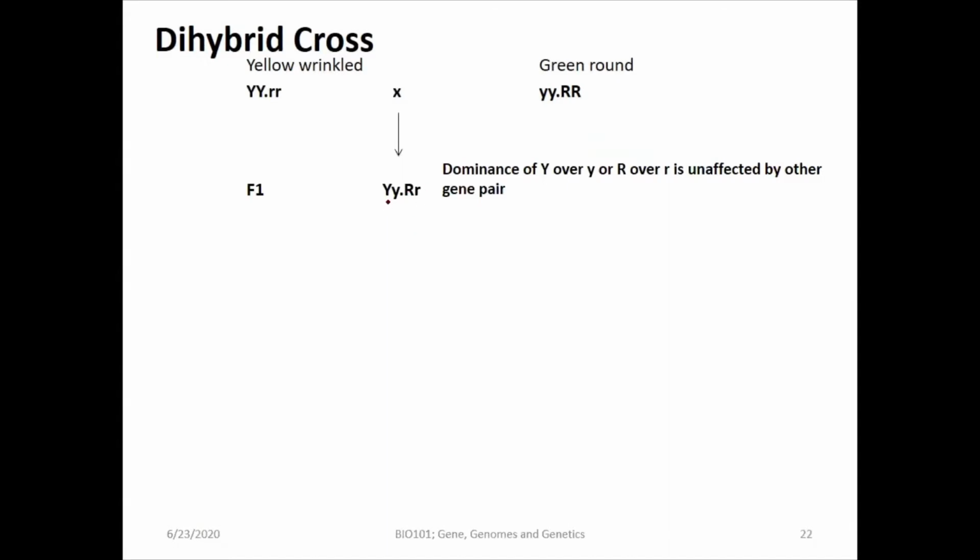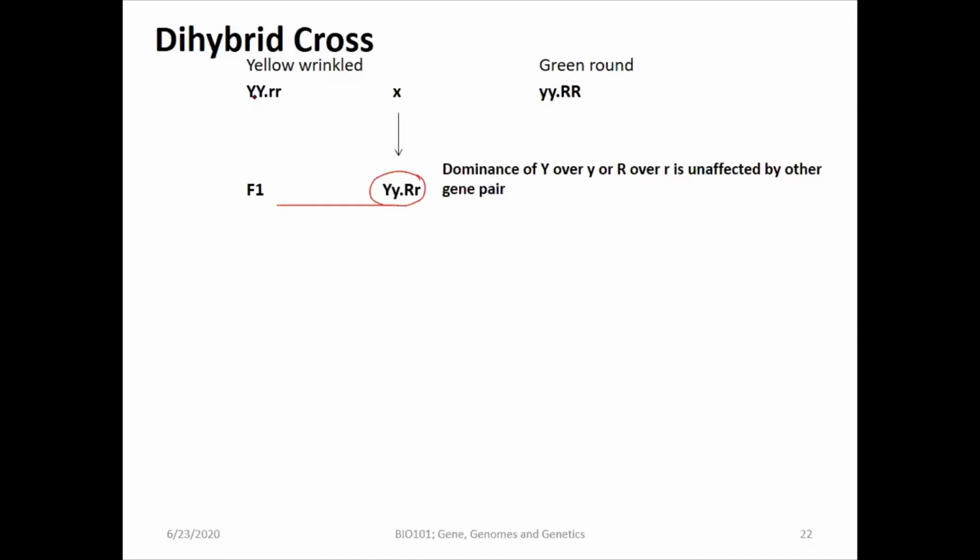F1 will be, what will be the phenotype of F1? What is the phenotype of F1? A yellow round. Yes. And why do we have this genotype of F1? How is it possible? Sir, because they get one from each parent. Like one has two capital Y and it gets one of those, and then one small y from the other one.